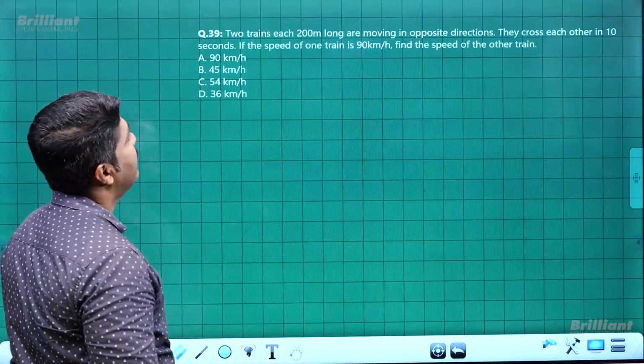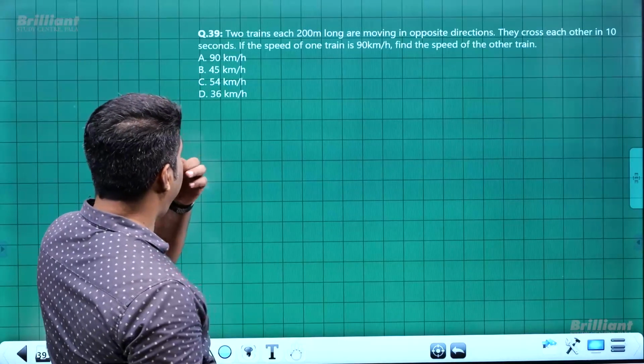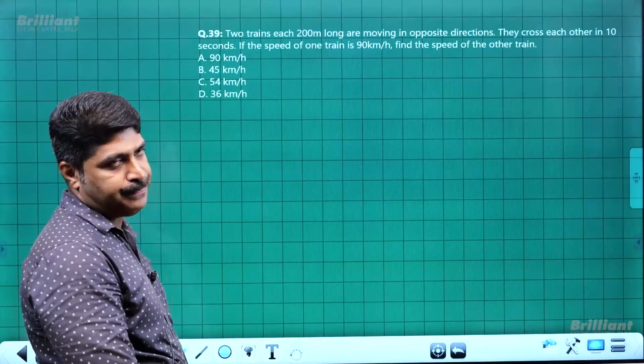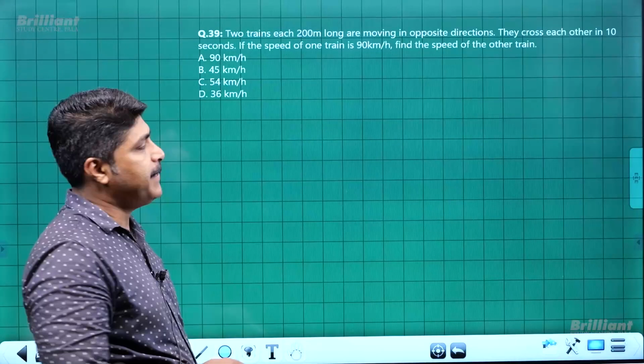Okay. Then the next question. It's a question from trains. Trains with the relative speed.